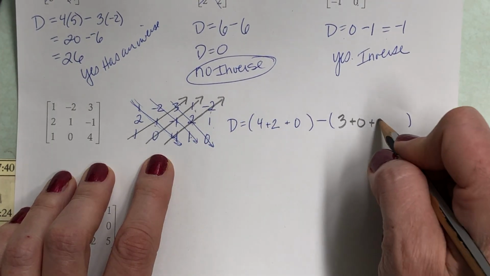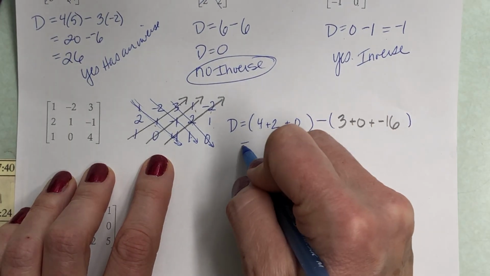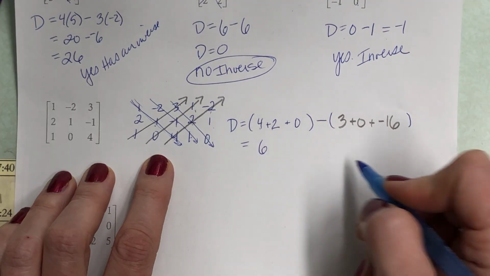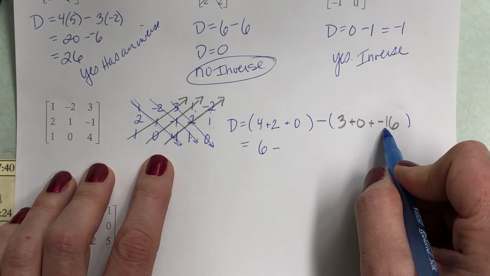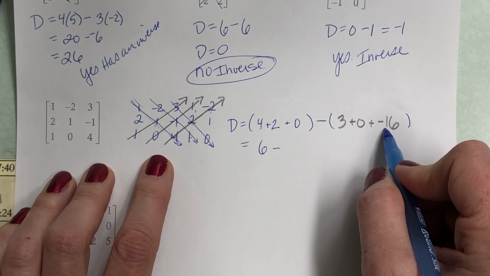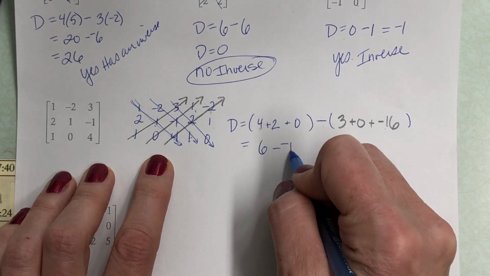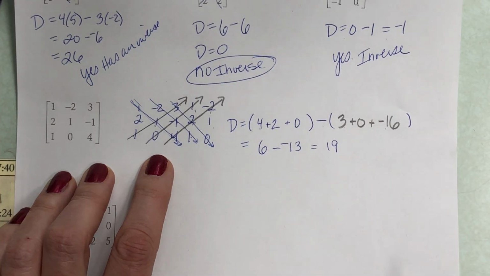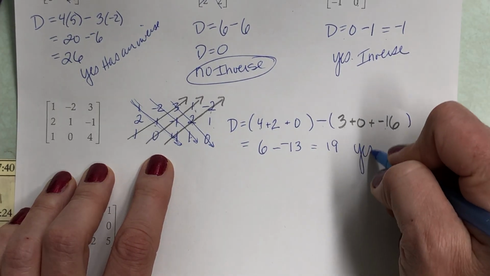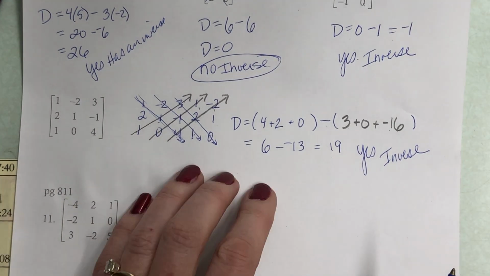4 times negative 16. Okay, so let's see, back to my pen, I have 4 plus 2, which is 6, and then I have 3 plus negative 16 is negative 13, and then the opposite, so it's going to become negative 13, which then gives me a positive 19. So does this matrix have an inverse? Yes, yes, it has an inverse.